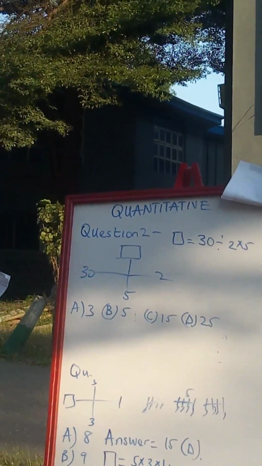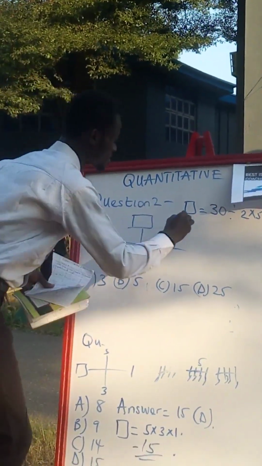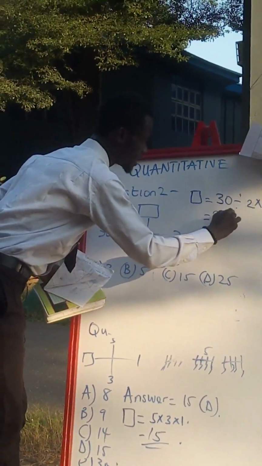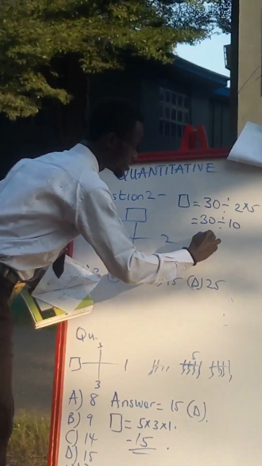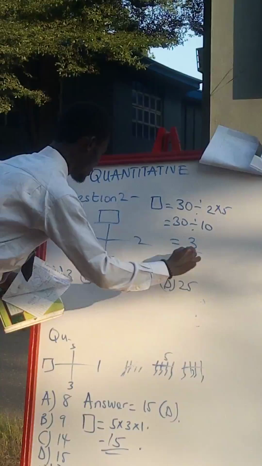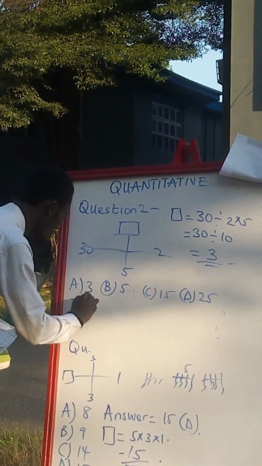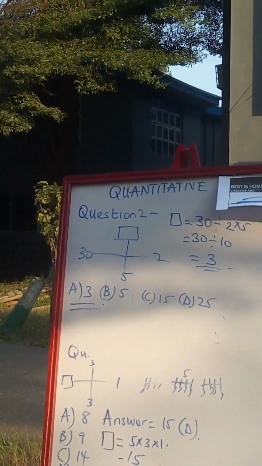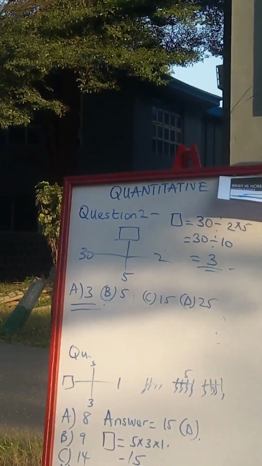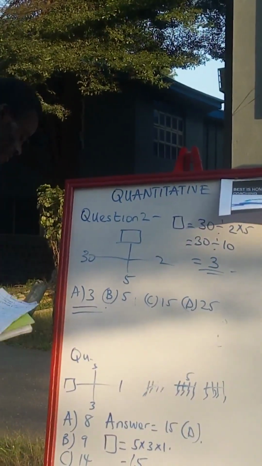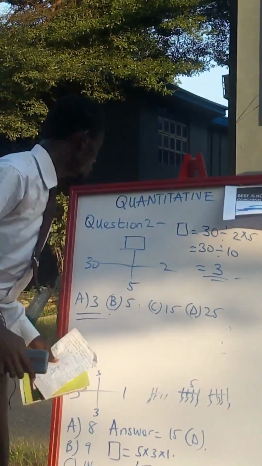Am I making sense? So now 30 divided by 10 is equal to 3. So is 3 there? Option A. So I'm on to my second sample for today, sample B. Do you understand?